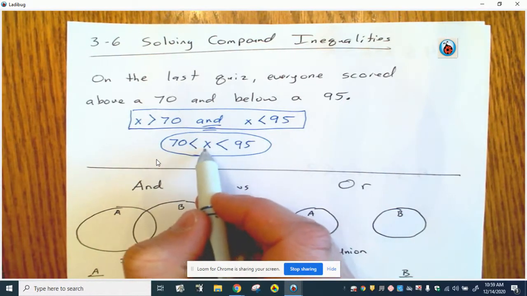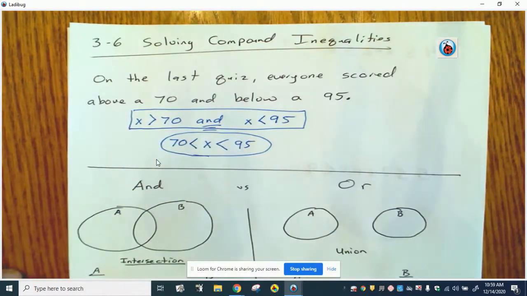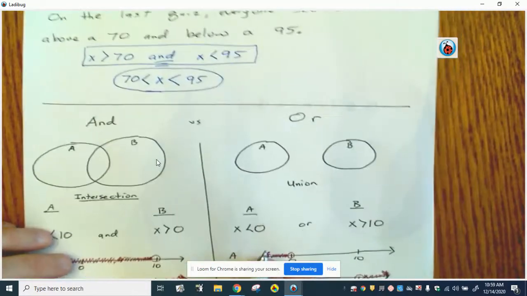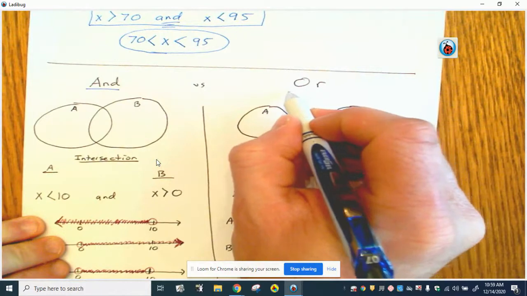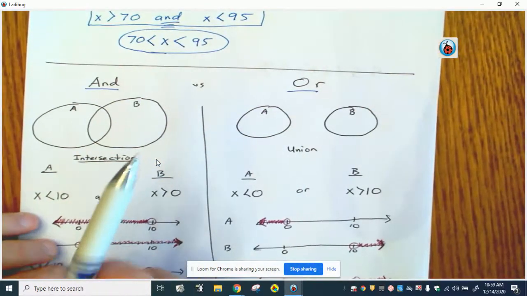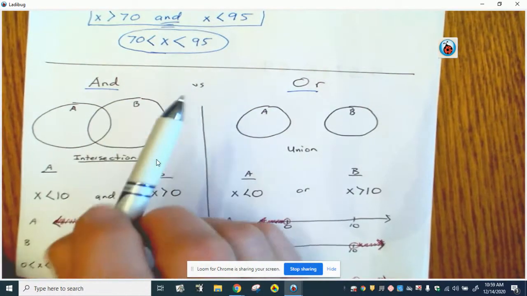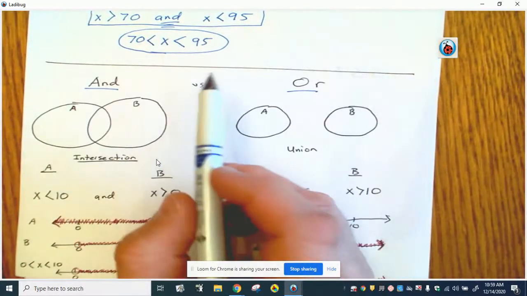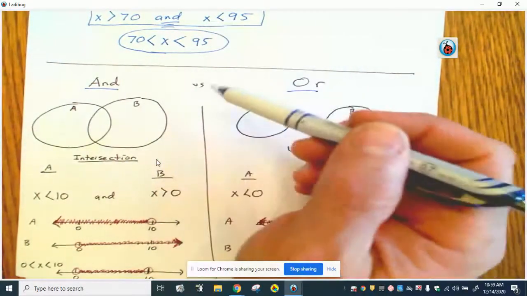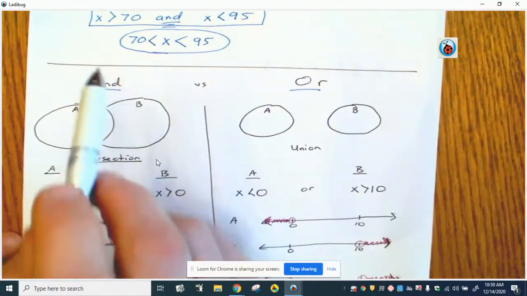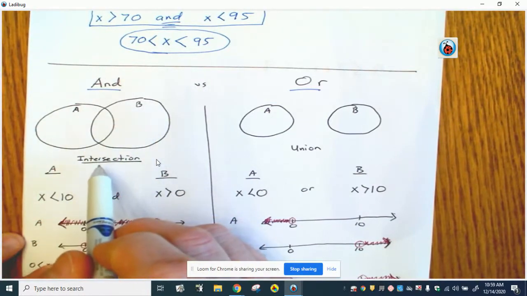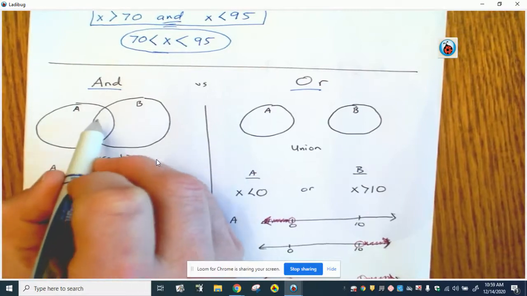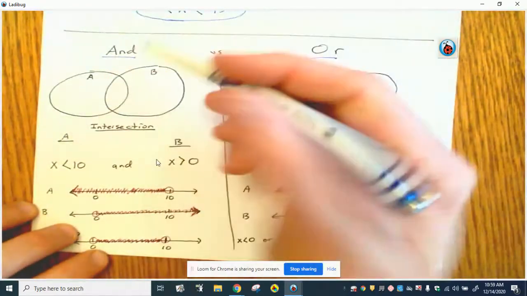Or basically between. Now, with compound inequalities, sometimes we're going to deal with and, sometimes we're going to deal with or. And there's a big difference between and and or. We already know the difference between and and or, but in math, it's very, very specific. And is what we call the intersection. So let's take an example here.